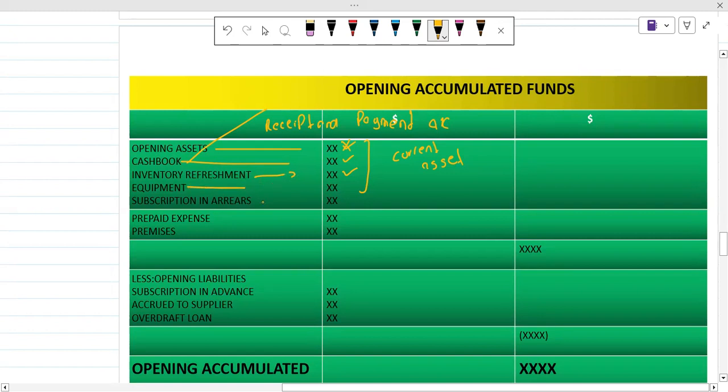Equipment, our equipment, and our subscription in arrears. So subscription in arrears means that we have given our services to our customers, but our customers maybe have not yet paid us. Okay, maybe they didn't pay us. So that is why in arrears means basically accrued income.